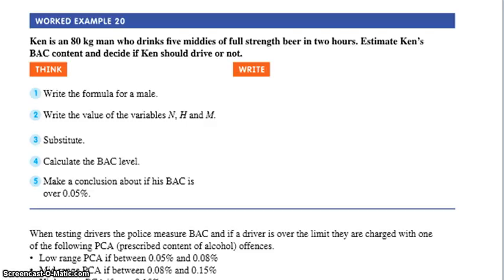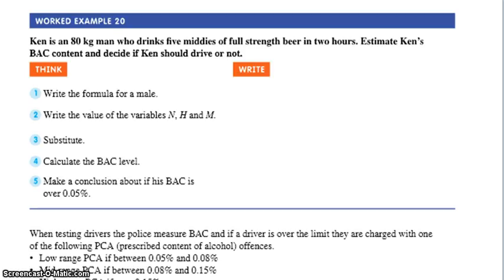All right, so here we go. First, this work example 20. So Ken is an 80 kilogram man, so he's only half a man really. He's an 80 kilogram man who drinks 5 middies of full strength beer in 2 hours. Estimate what's a middy. A middy is one standard drink. A middy of full strength beer is the equivalent of one standard drink.